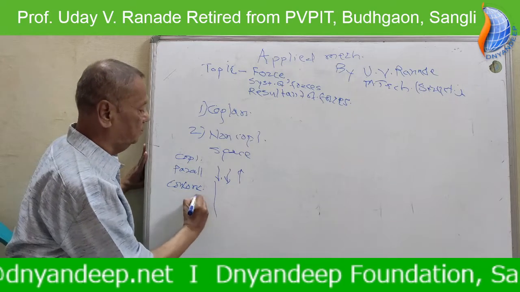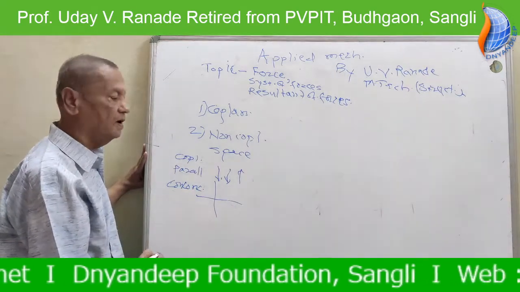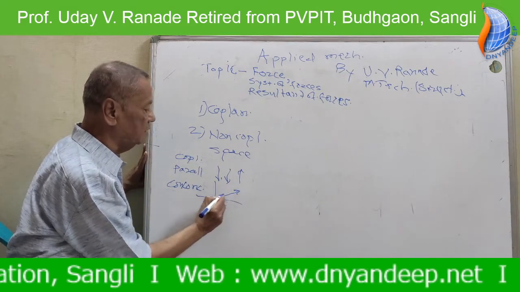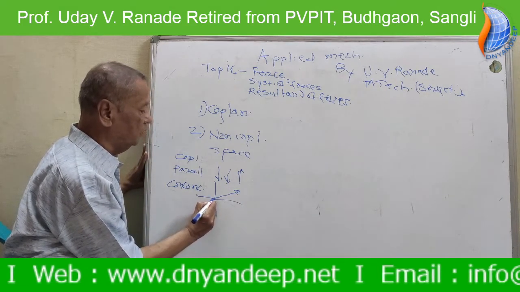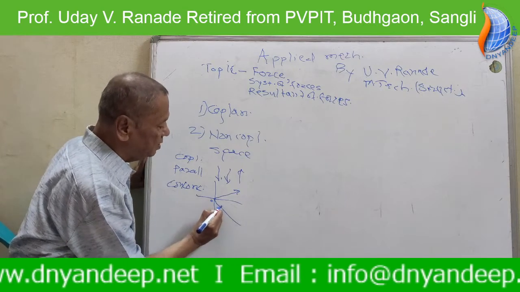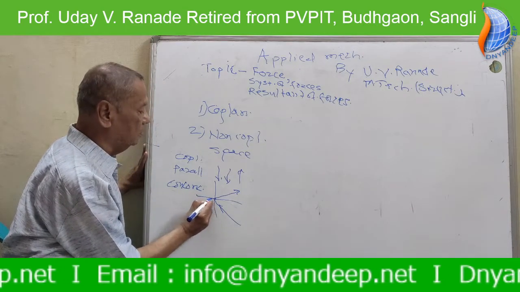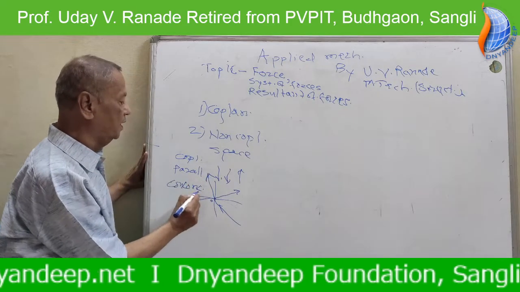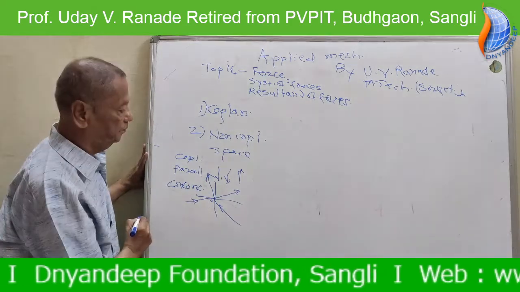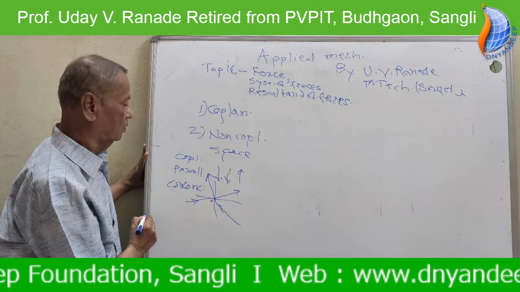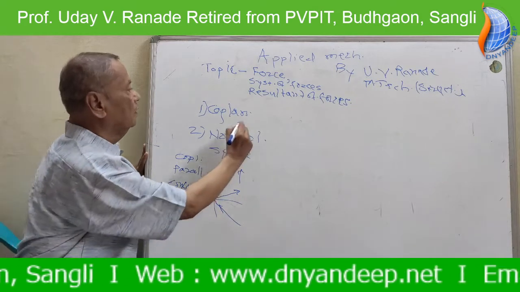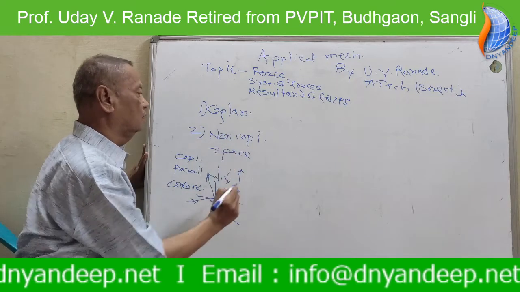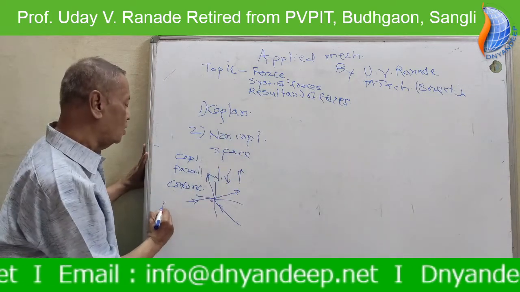means this is x and y axis. Coplanar concurrent or forces acting at only may be towards point or away and so on. Coplanar non-concurrent.